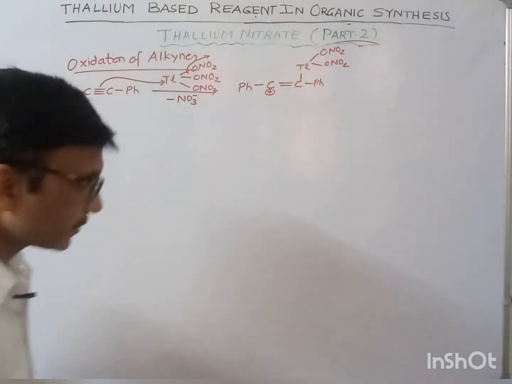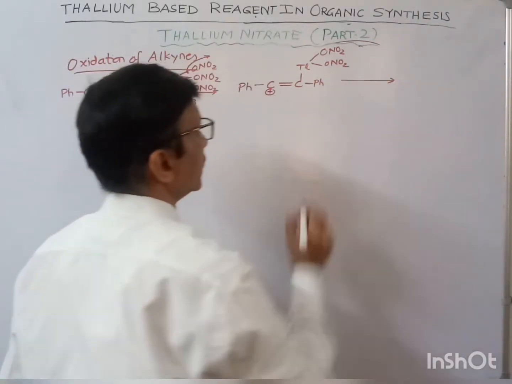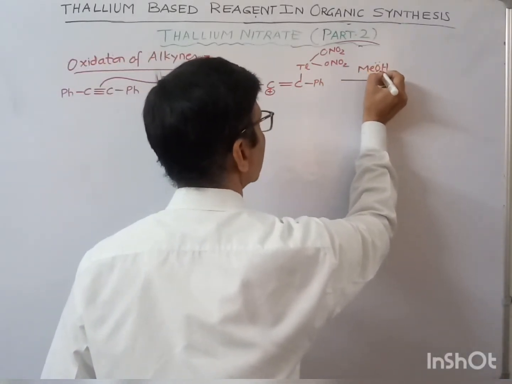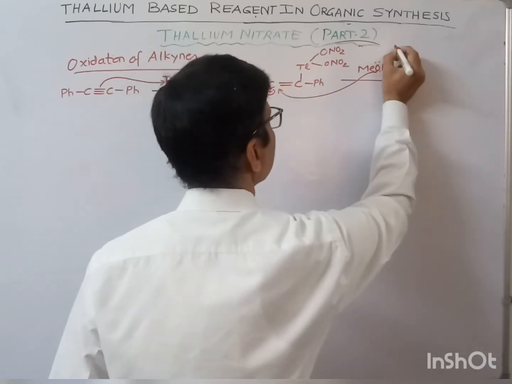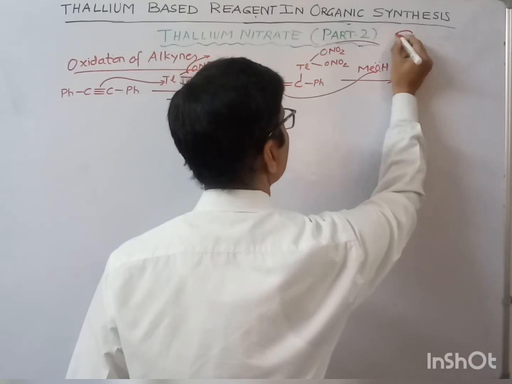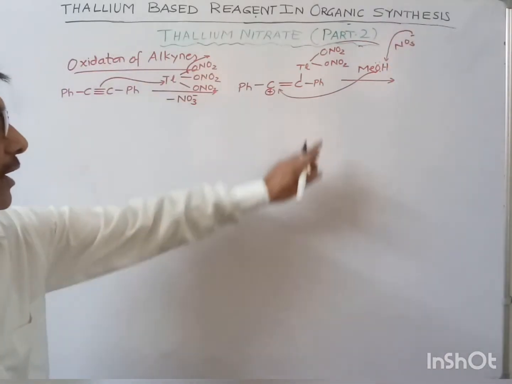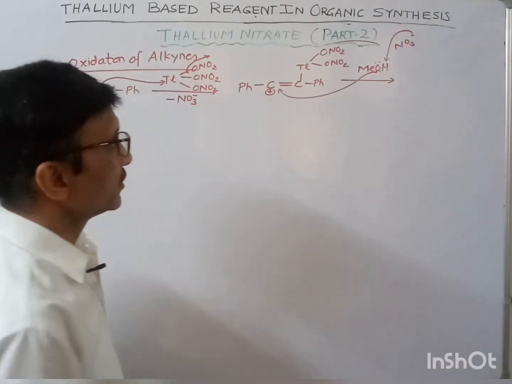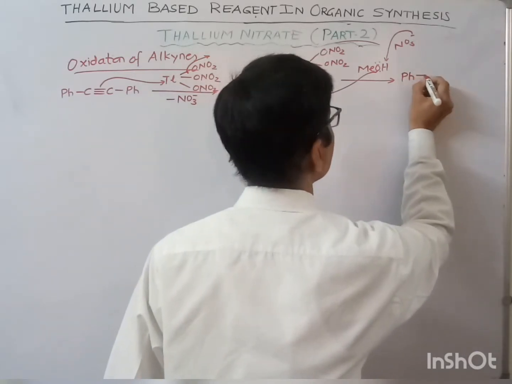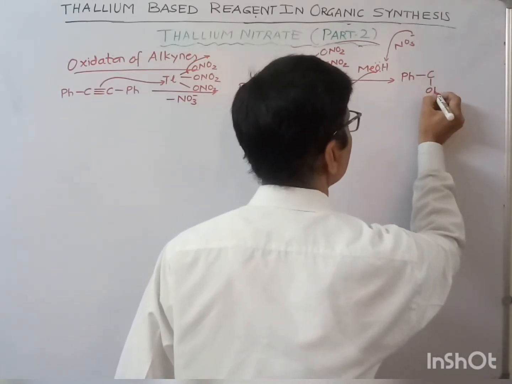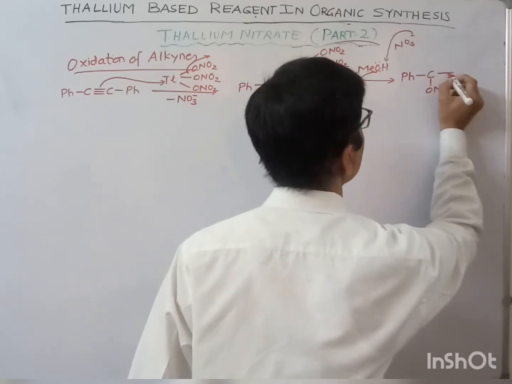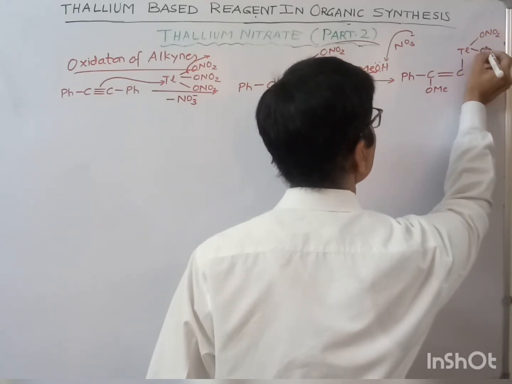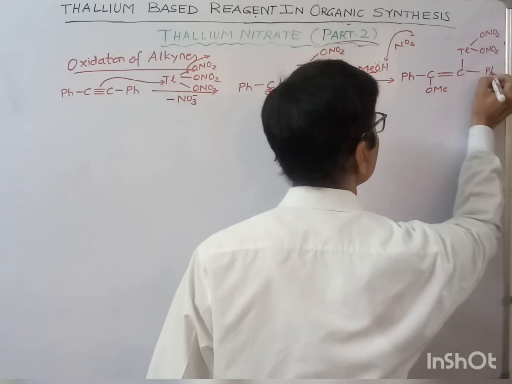Okay. Now in the next step, what will happen? In the next step, we have a nucleophile. Suppose we have methanol as a nucleophile, it will attack over here. Nitrate ion can grab this proton and the nucleophile will attack over this electrophilic carbon center. So what we can write?